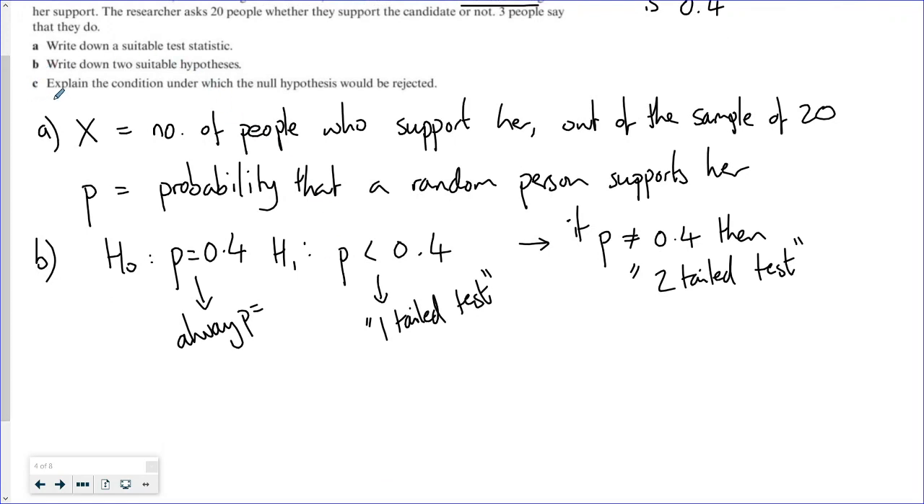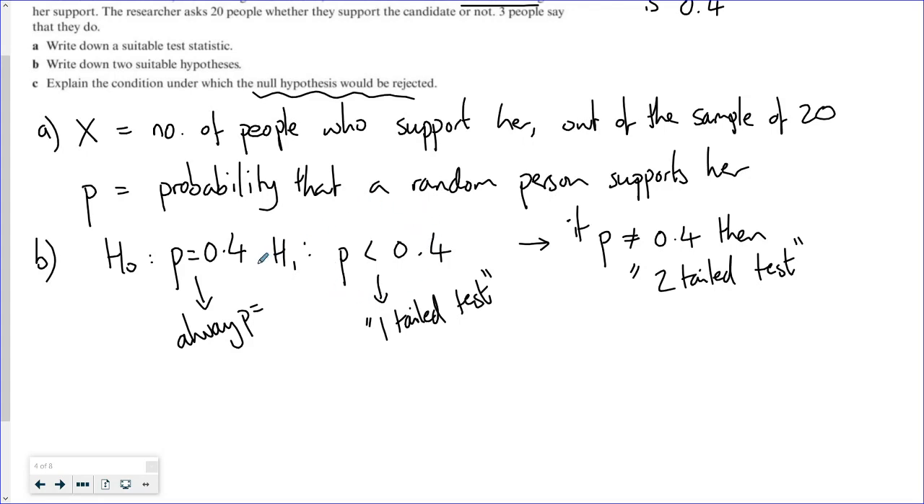Now, part C won't make much sense until you do the next section, so you can stop the video now and miss out 5C and 6C on exercise 1. If you're interested, then you can have a look at C and work out what that means in the next part. So I'm just going to briefly explain what C is, but it will make more sense in the next section when we actually do a hypothesis test properly. So under what condition could the null hypothesis be rejected? Remember, rejecting the null hypothesis means that there's evidence to suggest that the alternative is true.